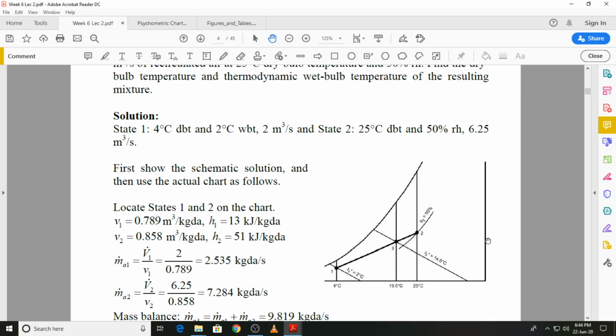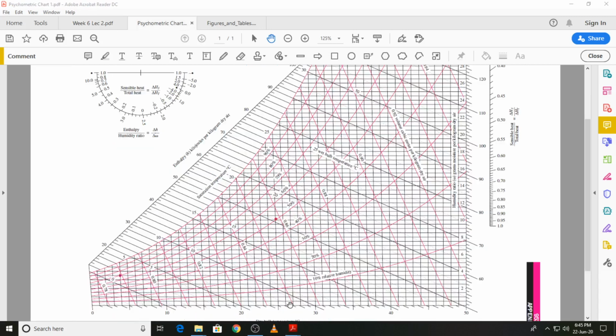You will see, because we require the mass flow rate of dry air and you are given the volume flow rate, we will need the specific volumes at states 1 and 2 also, and we will also require enthalpies. And to do that, I will just go to the psychrometric chart. You can see that I've already marked out 2 points over here.